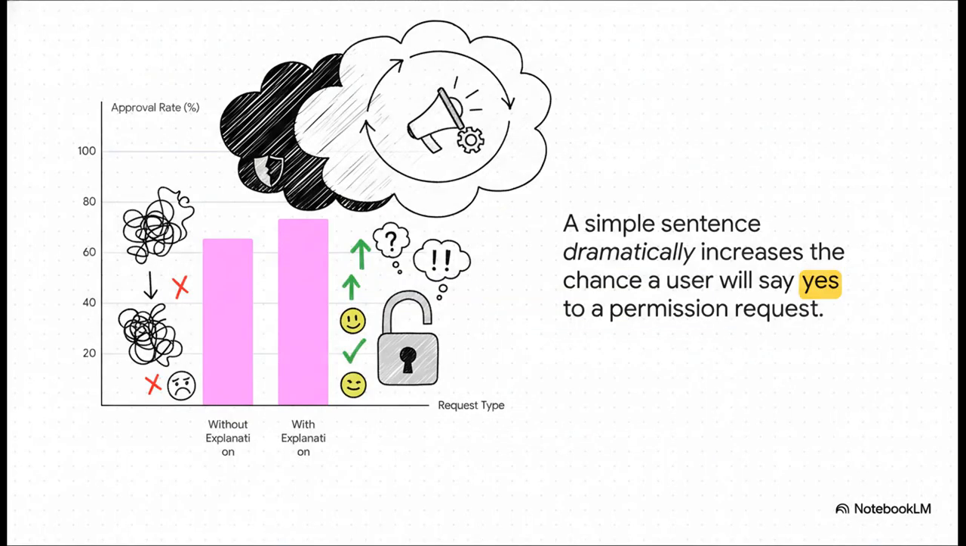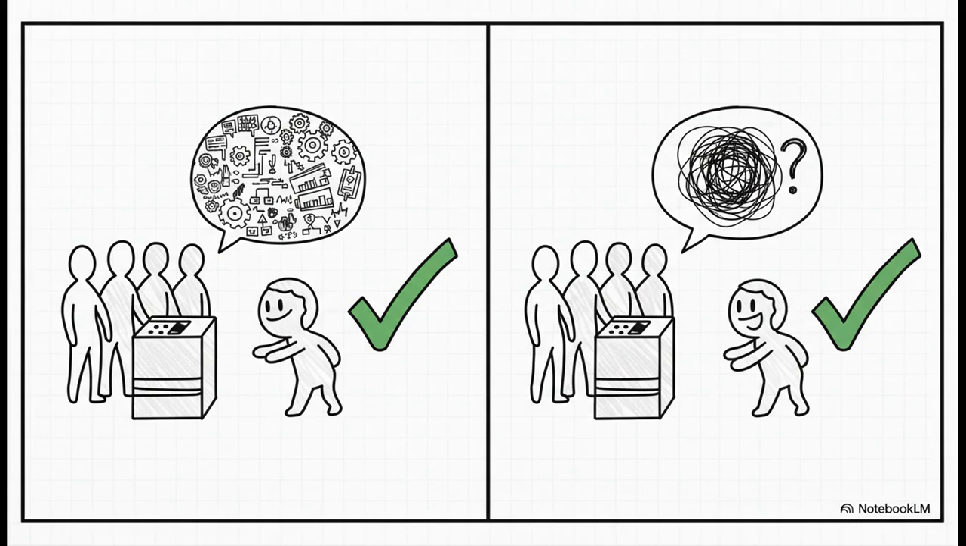Take a look. In one study, when a permission request had zero explanation, it got approved about 66% of the time. But when the developers just added a short little sentence explaining why they needed the data, that approval rate jumped up to almost 74%. That is a significant leap. But here's the truly bizarre part. The quality, or even the logic of the explanation, didn't really matter that much.